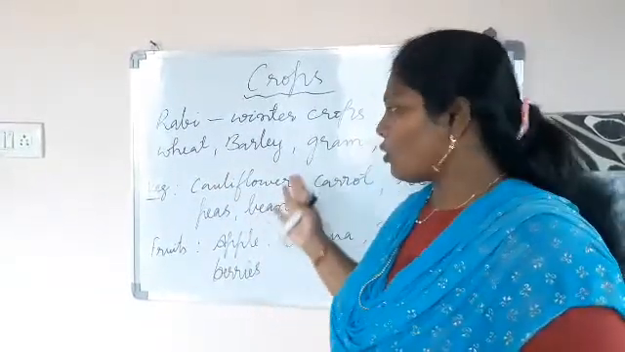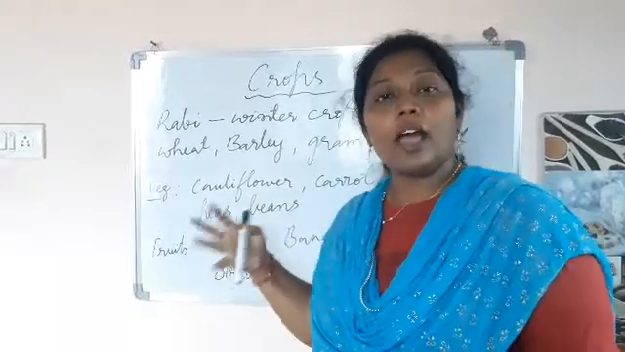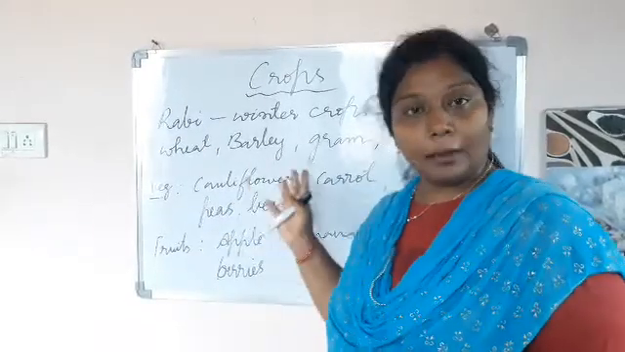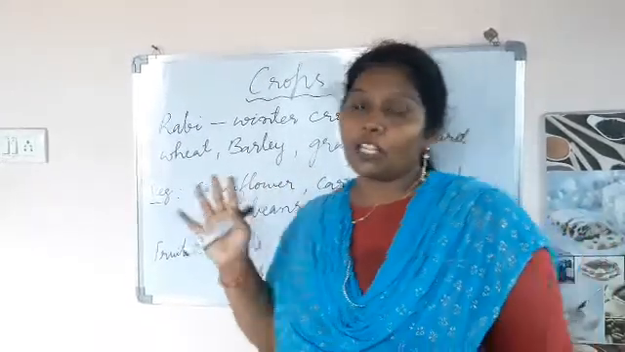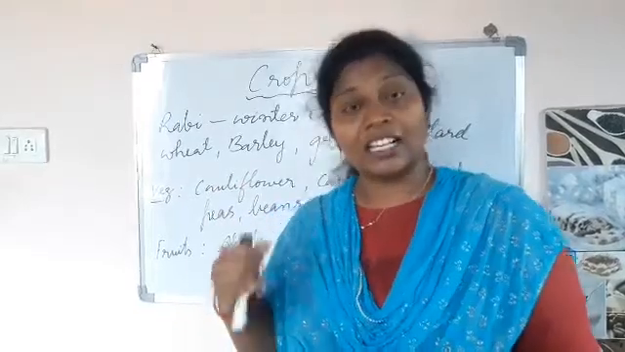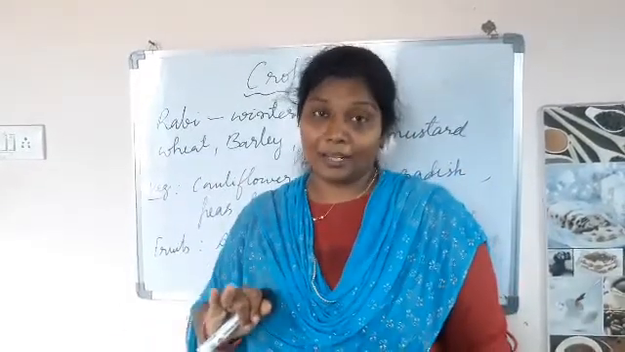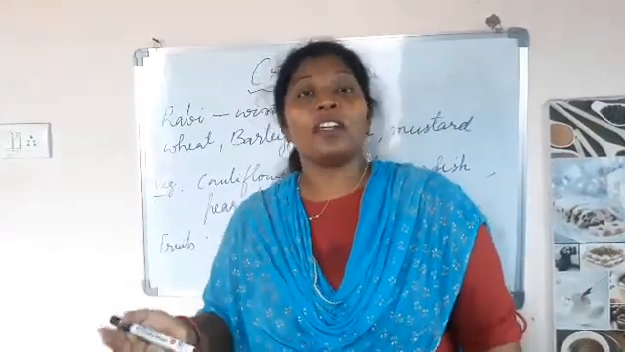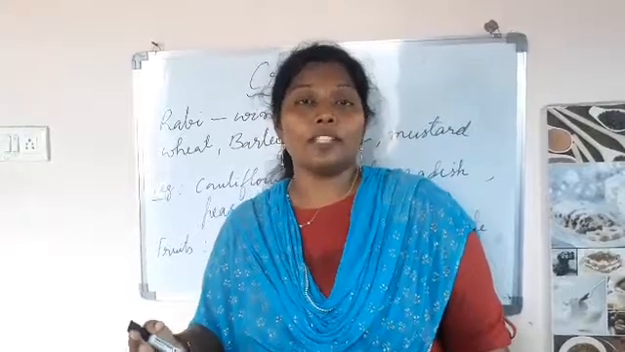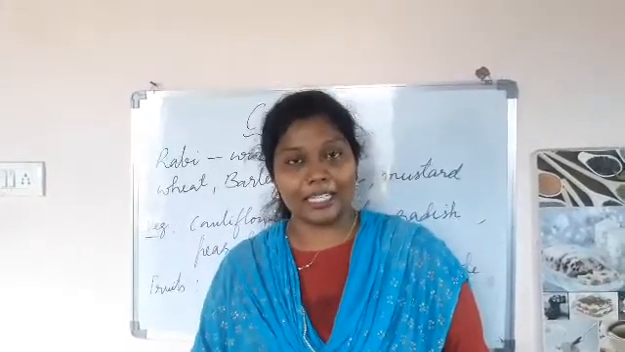Not only this, these are only a few examples. There are many other crops which come under the rabi crops. So what are the two types of crops, children? Kharif and rabi. And you also know the varieties of examples which are grown in those seasons.